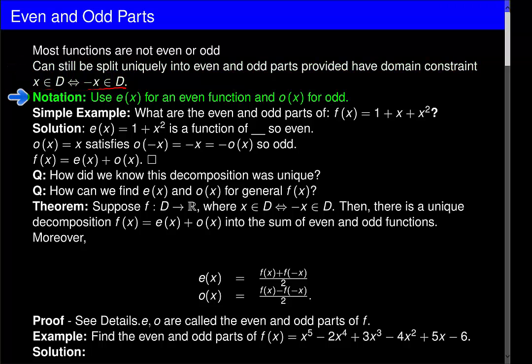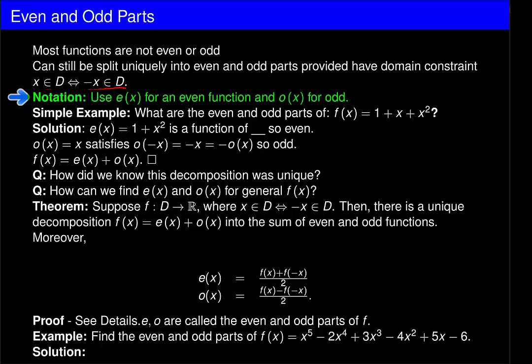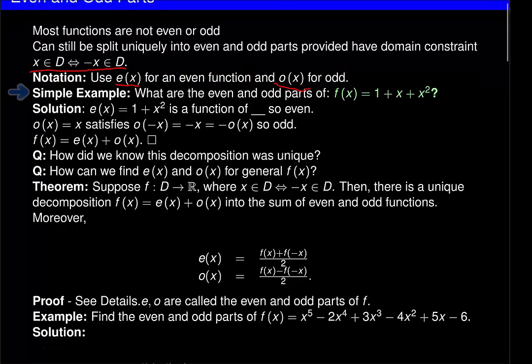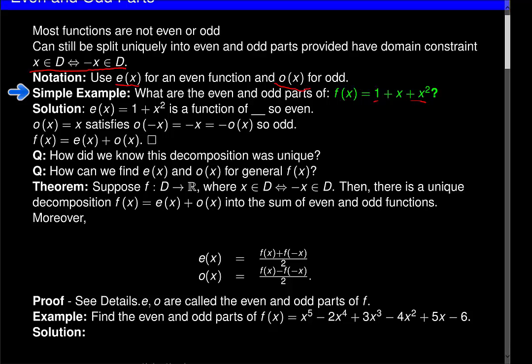Let's use this nice notation. If we have an even function, we'll just use e of x for even. If we have an odd function, we'll use o of x. Sounds good? Okay, so let's take a simple example. What are the even and odd parts of this very simple quadratic?